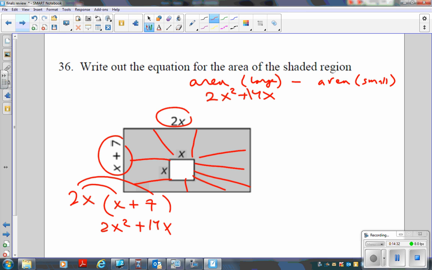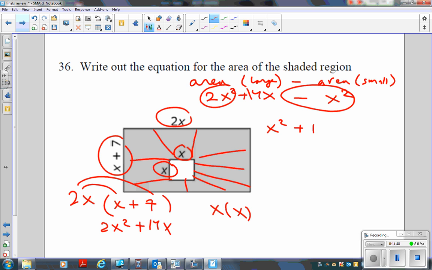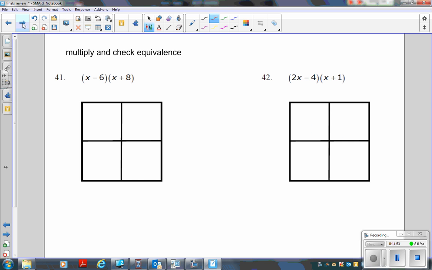All right, now I've got to subtract the little rectangle from that. The little rectangle, to get the area for that one, you multiply those two. And x times x is just x squared. Now you can keep it like that, or you can go ahead and simplify it. If you have 2x squared, you take away one of them, you end up with 1x squared. That's the area.